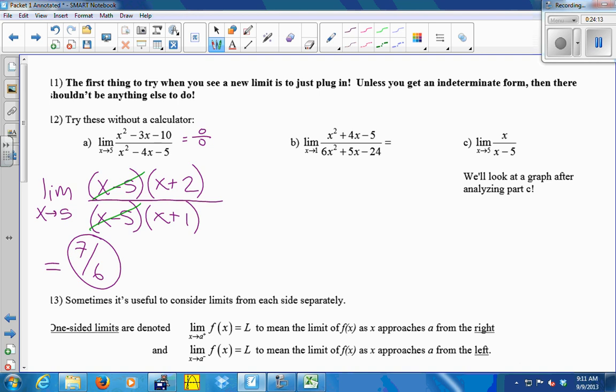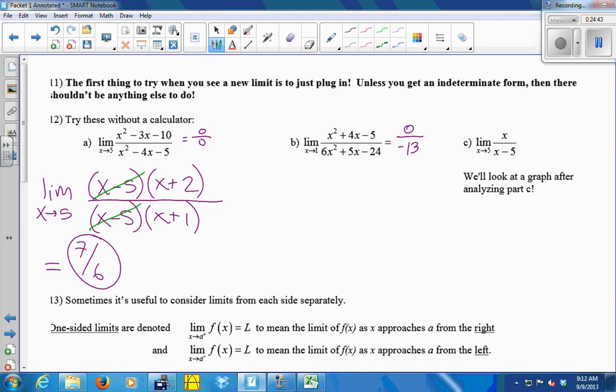Okay, so B was a little bit of a trap, giving you 2 quadratics again and making you think that you should factor and cancel. But when I plug in 1, I get 1 plus 4 is 5 minus 5 is 0 over 6 plus 5 is 11 minus 24 is negative 13. That's not 0 over 0, right?